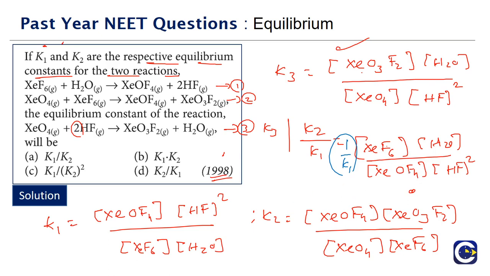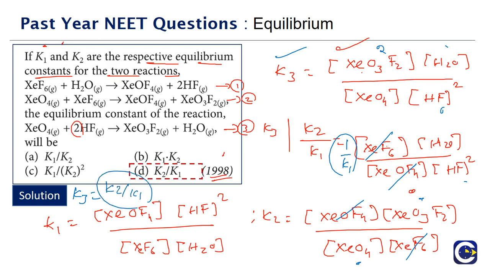You can check. The XeF6 will be cancelled, and what else will get cancelled over here? If you look at the comparison, the XeOF4 also will get cancelled. Then the remaining part will be what? In the numerator we will be having XeO3F2 and H2O. In the denominator what will be there? XeO4 and HF square, which is nothing but K3. So what is the relation? K3 will be equal to K2 by K1. So the correct answer is option D.